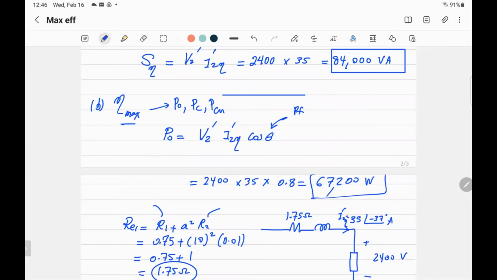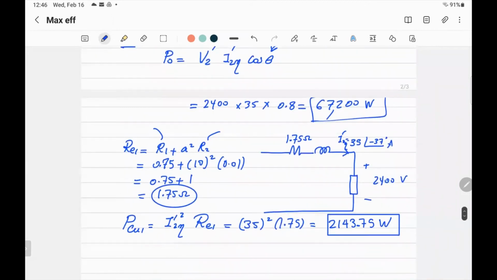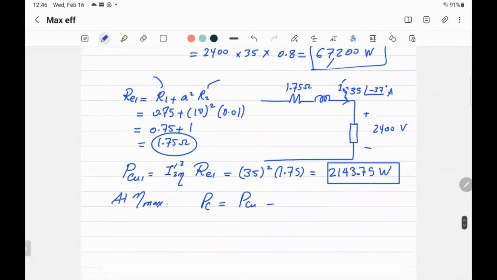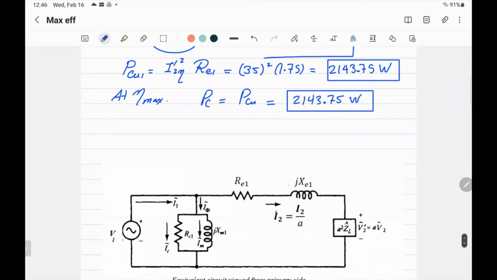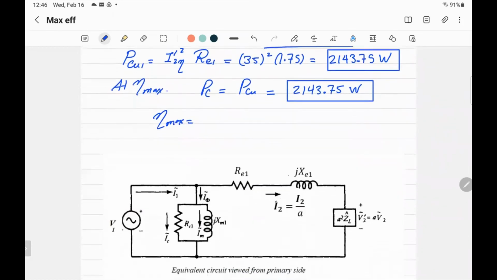So in this case, you can say that at maximum efficiency, we know that the core loss would be the same thing, 2143.75 watts. We have everything. Now we can calculate the maximum efficiency.